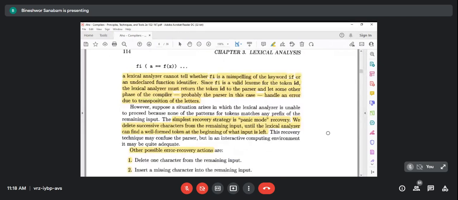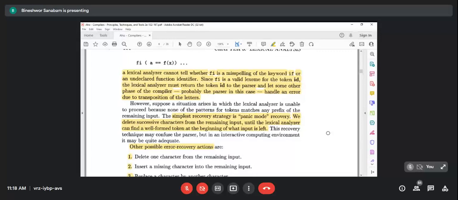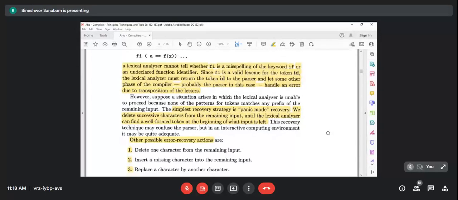So this is about error. And for error recovery in this lexical analysis phase, we may have panic mode recovery, where we delete successive characters from the remaining input until we find a token of the corresponding lexeme or pattern.